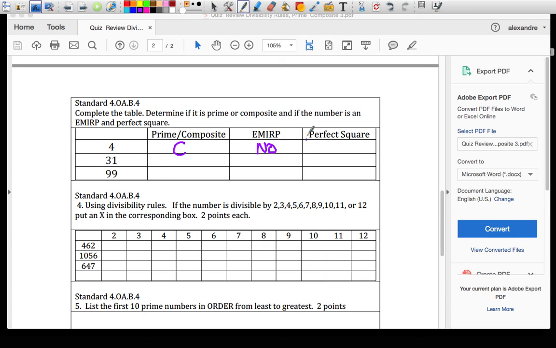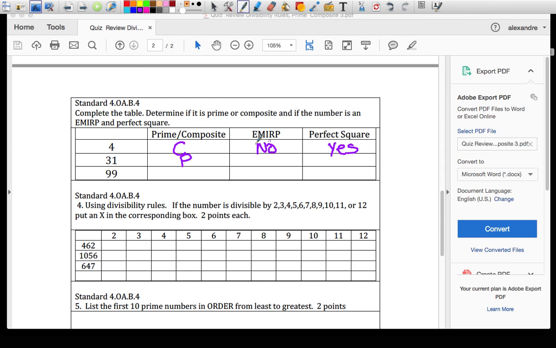Is it a perfect square? Does it have two factors that are equal when multiplied, that give 4? It does, 2 times 2, so it is a perfect square. So you can write yes. 31, prime or composite? It's prime because 1 times 31 are the only 2 factors, natural numbers. No other numbers multiplied give you 31, so that gives you prime.